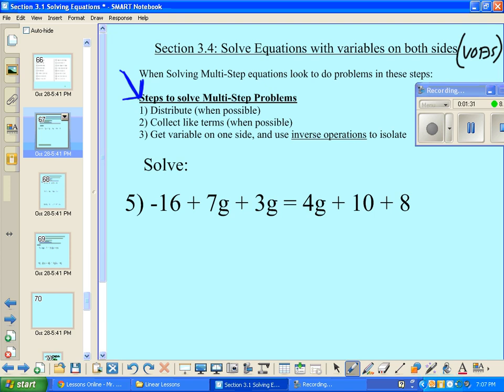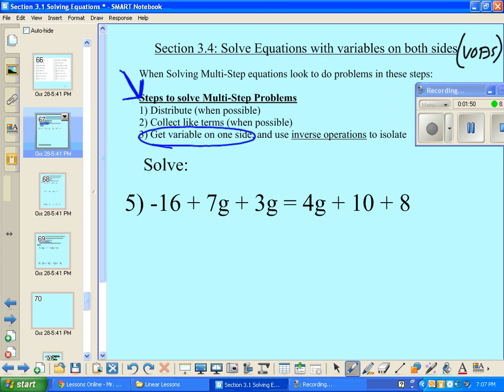And today we'll focus a little more on when we have to do steps 1 or 2. The first day of this section, most of the time we didn't have to do much in terms of the first 2 steps, distributing or collecting like terms. But today on some of the problems we'll have to do those things. And this section concentrates on step 3, which we hadn't talked about as much before, getting the variable on one side when we need to.